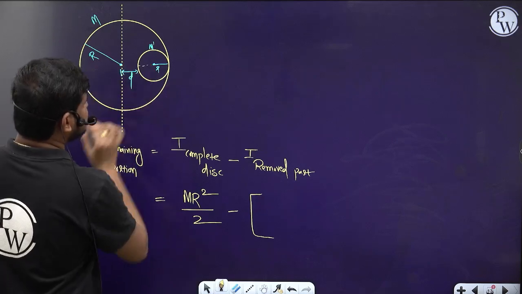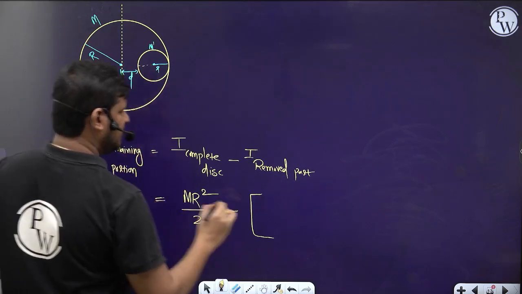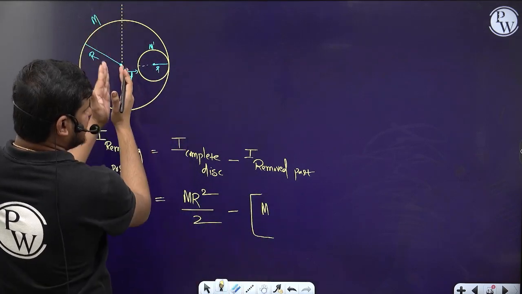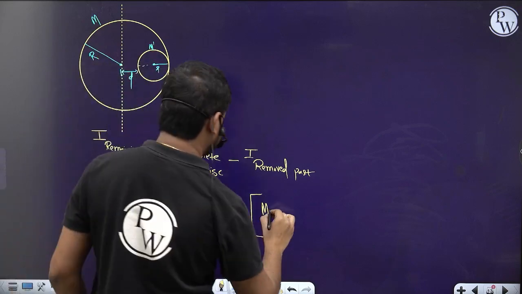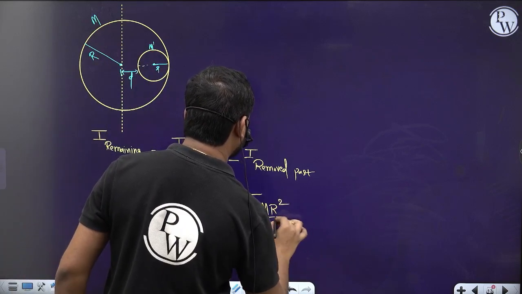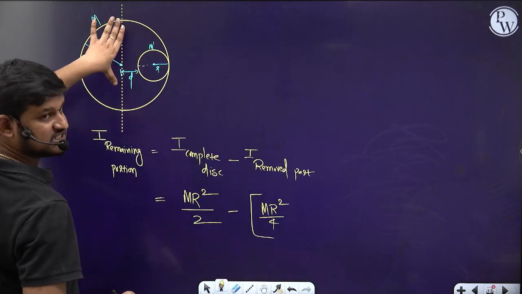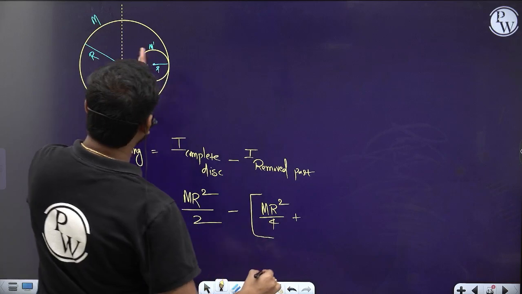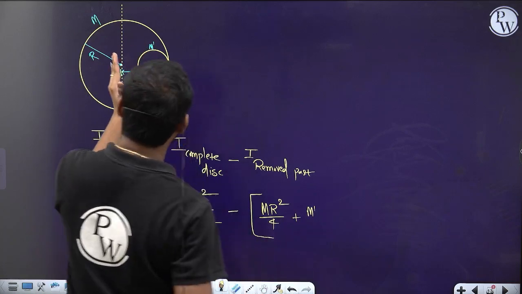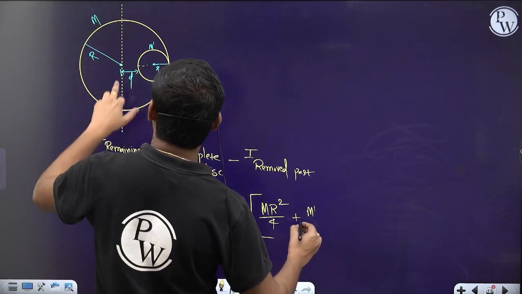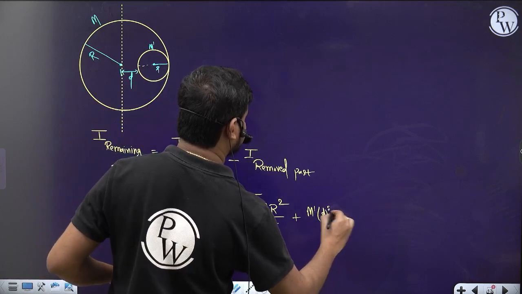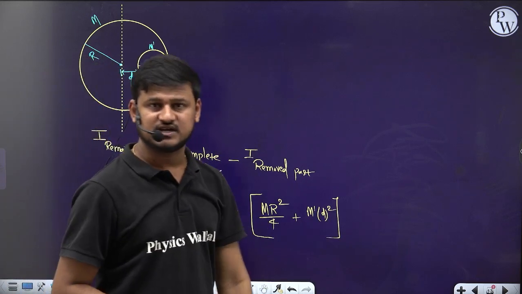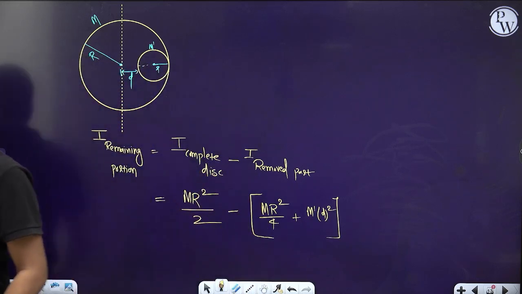So this distance is d, right? Now we know the moment of inertia about its axis, plus, simple thing, MR square by 4 about this axis for the disk. And again I am applying the parallel axis theorem. So plus, what is its mass? Its mass is M dash, and the distance is d, so M dash d square. How many of you understood this part, guys?